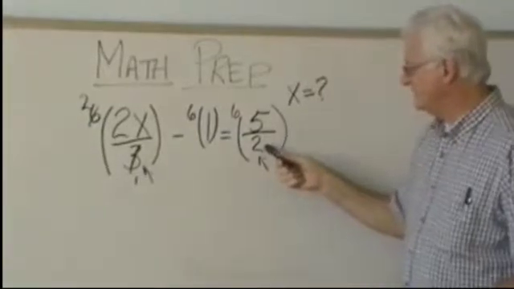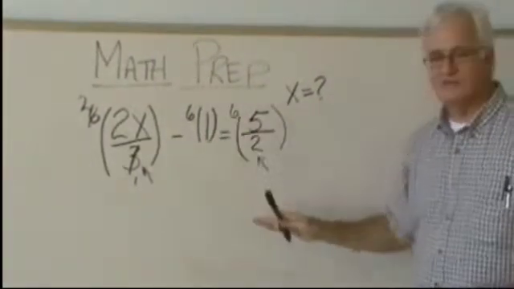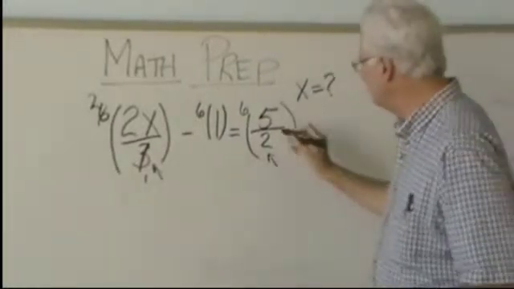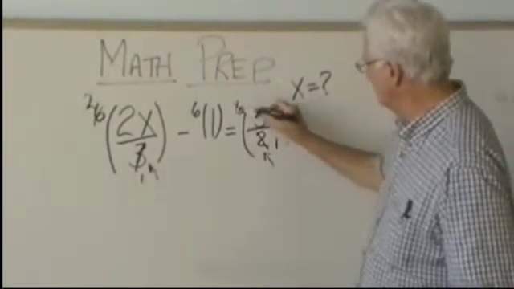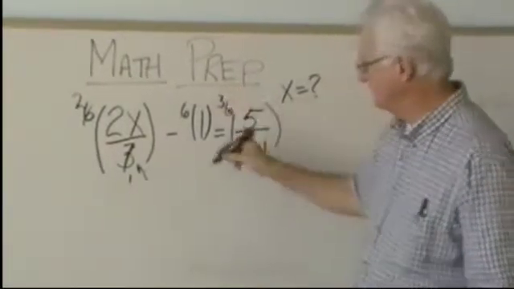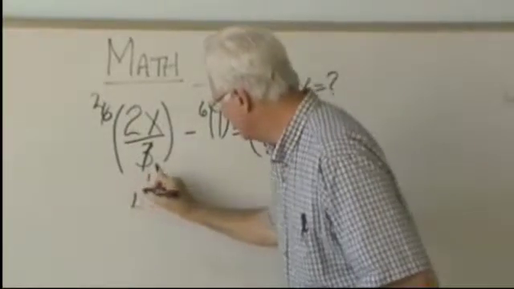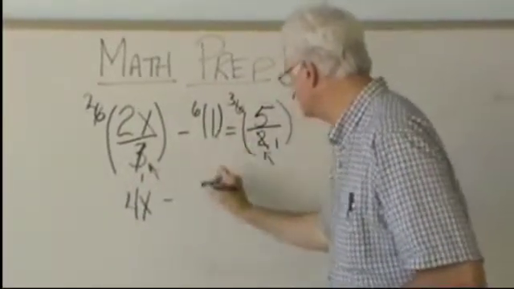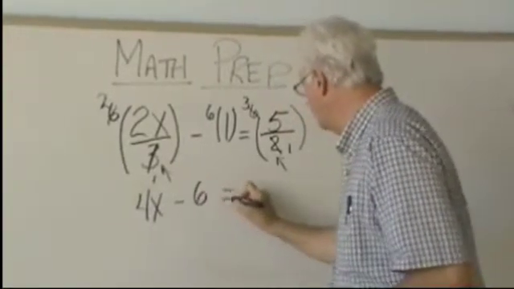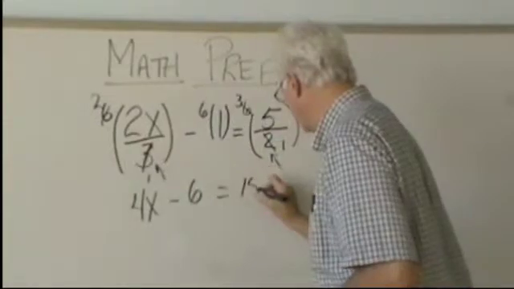Here I've got a 2 down here. I have nothing under the 1. So because I have nothing there, I don't reduce it. Here I divide the 2 into the 6. That's a 1. It goes away. That leaves me a 3. 2 times the 2x is 4x. This becomes the minus 6. And that equals 3 times 5, which is 15.